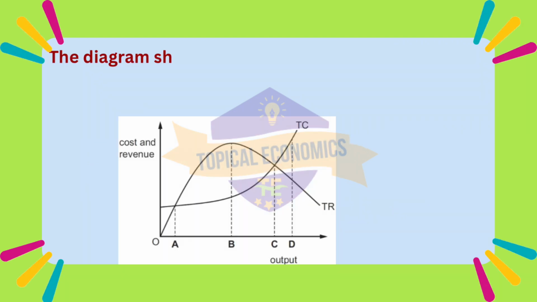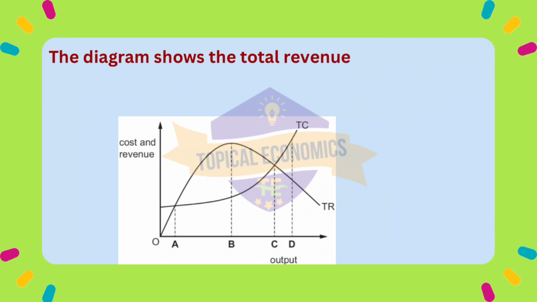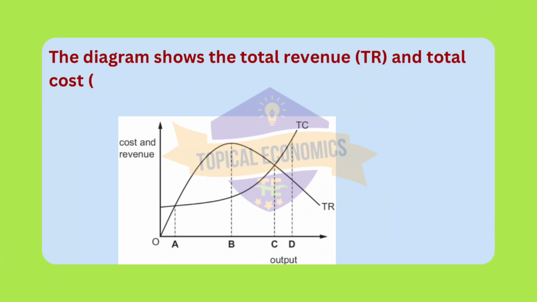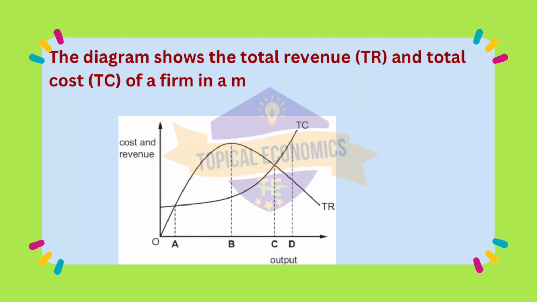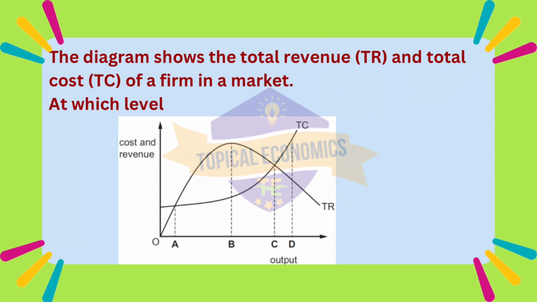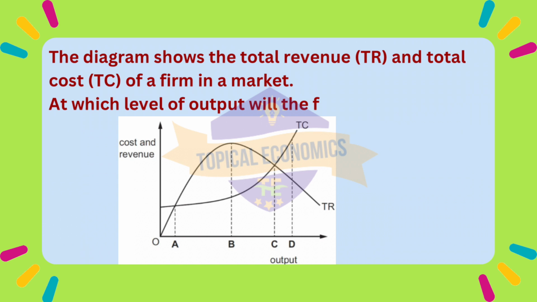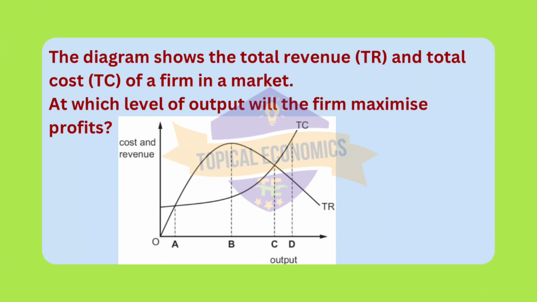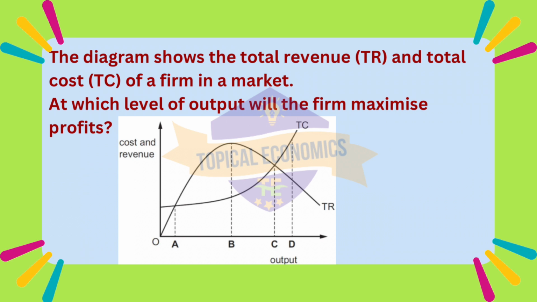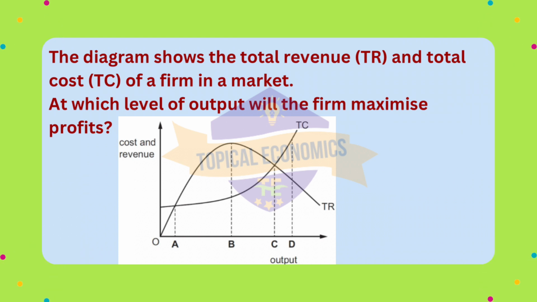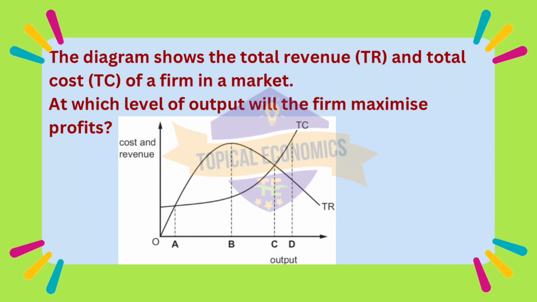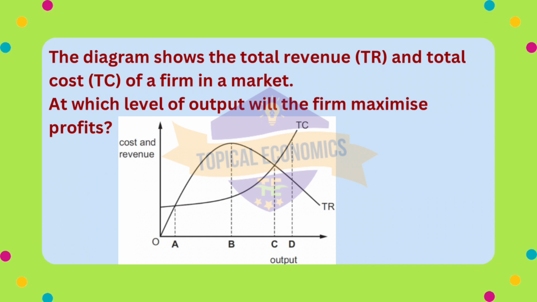Moving to question 15. The diagram shows the total revenue, TR, and total cost, TC, of a firm in a market. At which level of output will the firm maximize profits? Reference, 2021 May-June version 3. The correct answer for this question is option B. The profit-maximizing level of output is the one where the vertical distance between the TR curve and the TC curve is greatest. This is usually where TR starts to grow more slowly, or the TC curve starts increasing more sharply, indicating that additional units of output are no longer contributing to a higher profit.